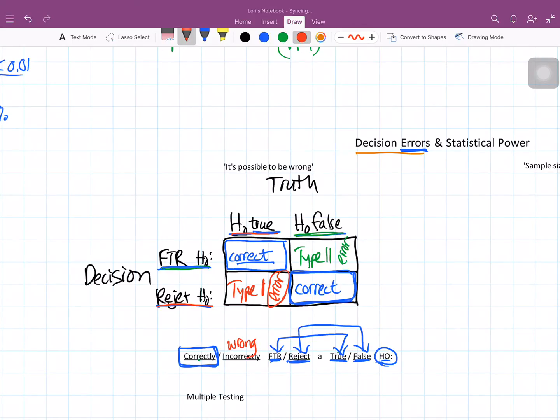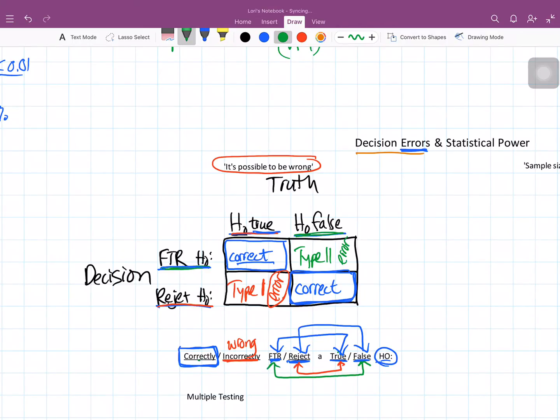And I don't want to be wrong. It's possible to be wrong, but I don't want to be wrong very often. So if I reject the null hypothesis and it was true, then that is an error. That means that I was wrong, I was incorrect. And the other way of making a mistake is to fail to reject a null, and that null hypothesis was false.